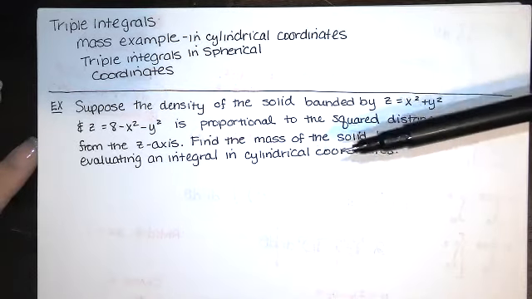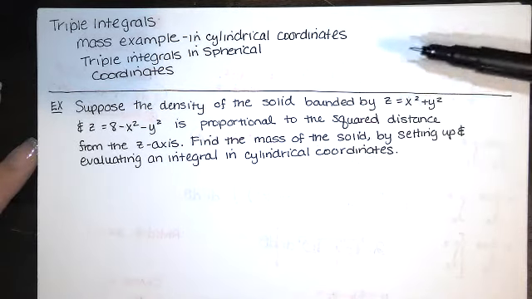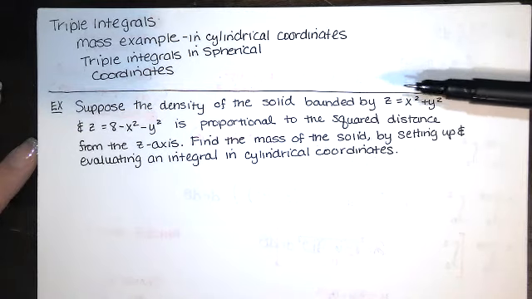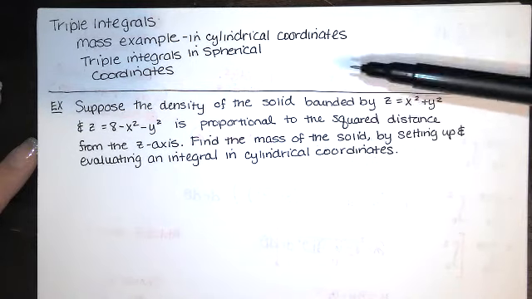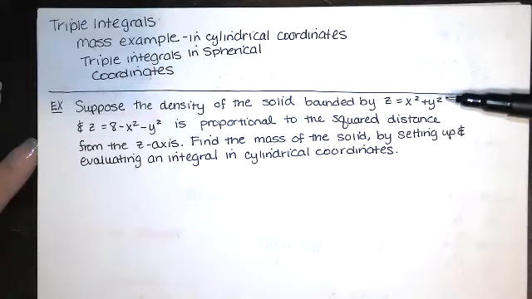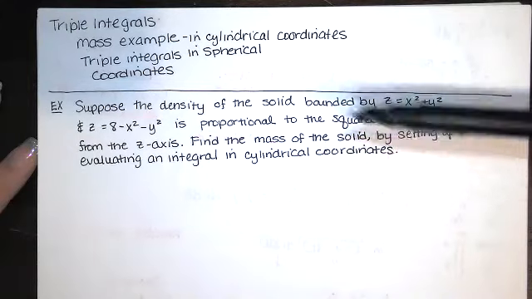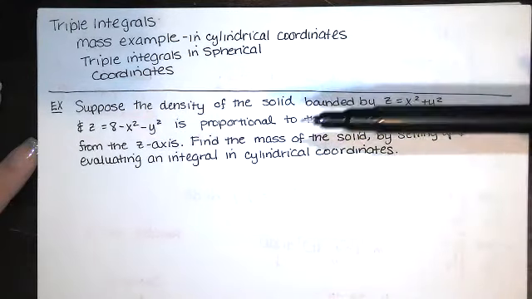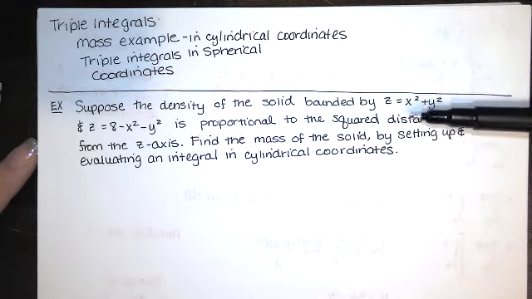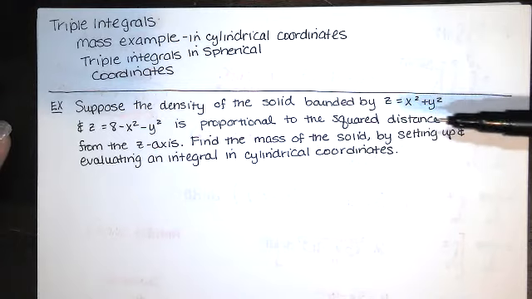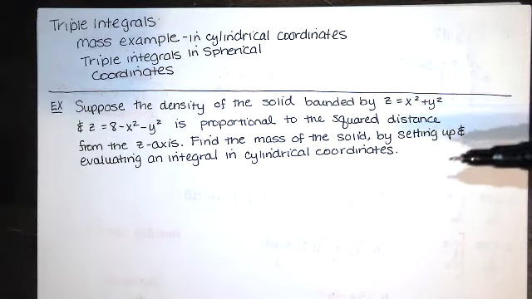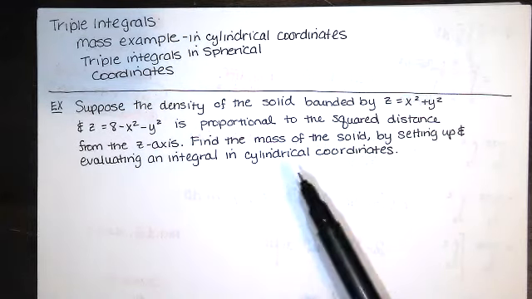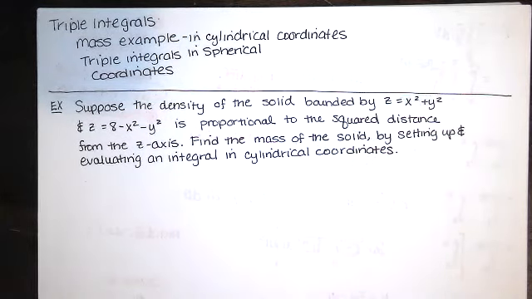So here is our mass example. It says, suppose the density of a solid bounded by z equals x squared plus y squared and z equals 8 minus x squared minus y squared is proportional to the squared distance from the z-axis. Find the mass of the solid by setting up and evaluating an integral in cylindrical coordinates. And of course, because they say cylindrical coordinates, we know we're setting up a triple integral.